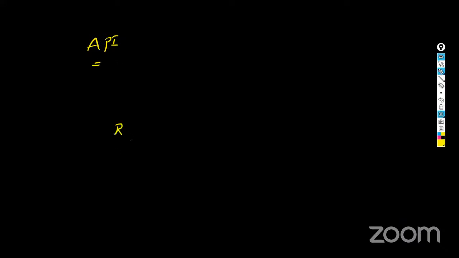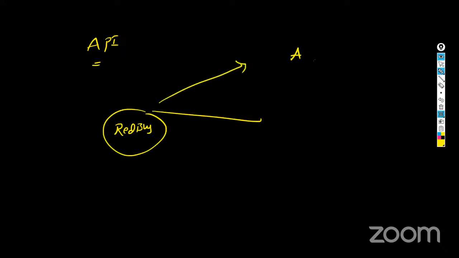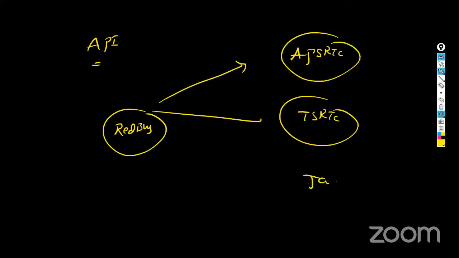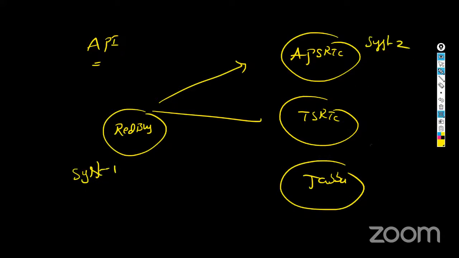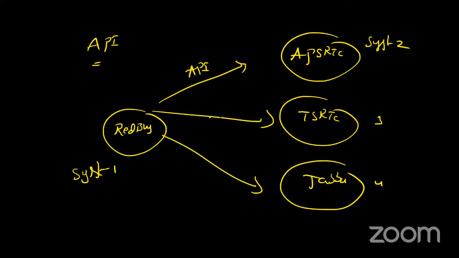For example, let us take this simple example. Redbus application wants to communicate with different systems, APSRTC or TSRTC or Jabbar Travels. You can see these are all individual systems. This is my system one. My system one is communicating with the other systems, third system, fourth system. I need to communicate with them. How can you communicate? By creating different APIs.